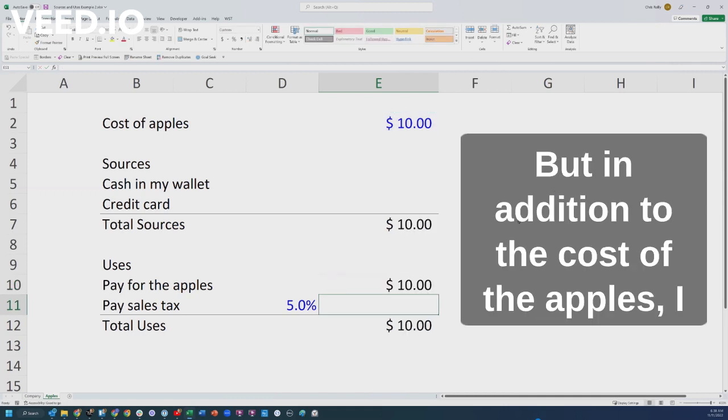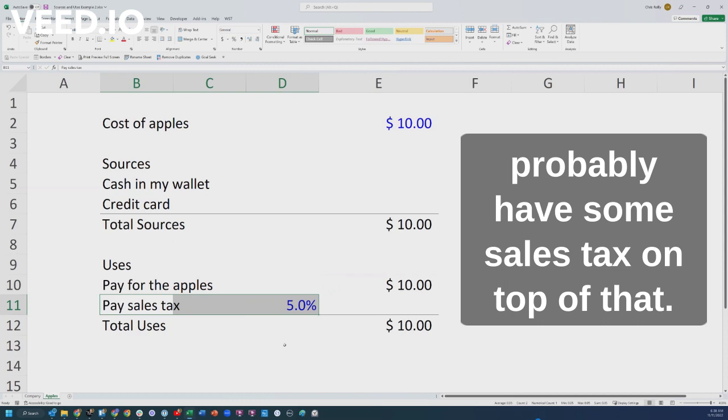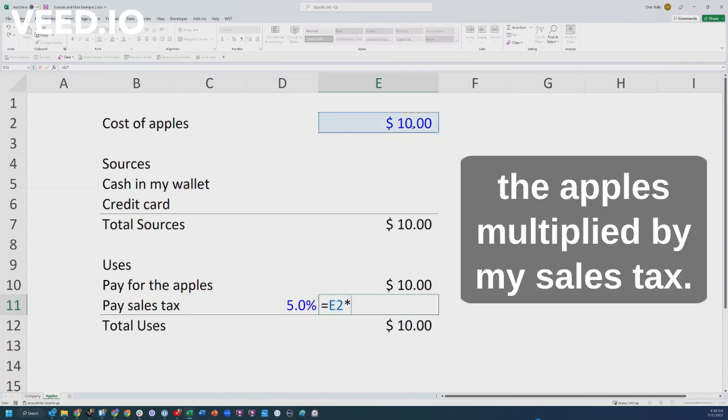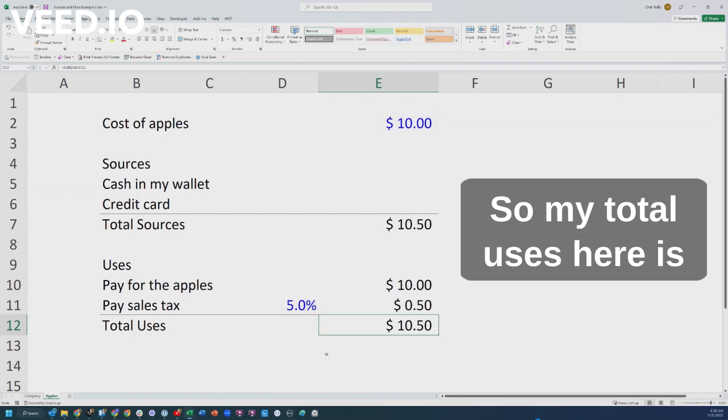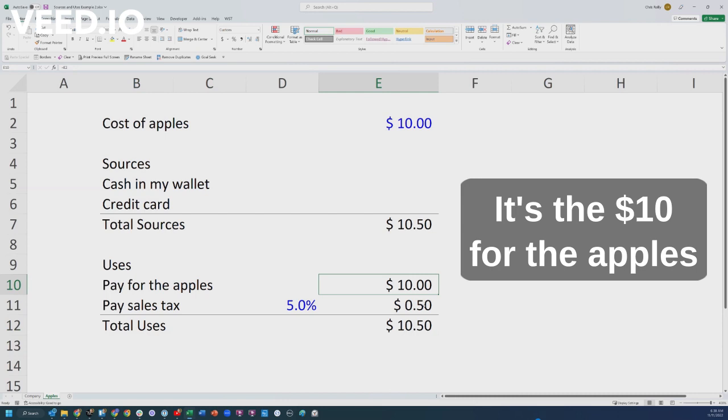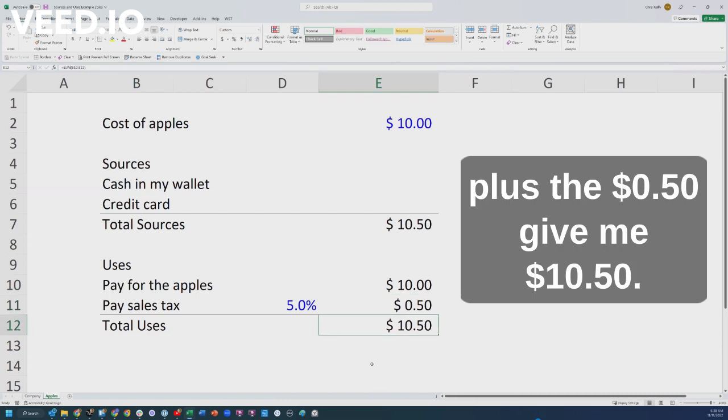But in addition to the cost of the apples, I probably have some sales tax on top of that. So it's going to be the cost of the apples multiplied by my sales tax. So my total uses here is actually greater than the $10. It's the 10 bucks for the apples plus the 50 cents gives me 10.50.